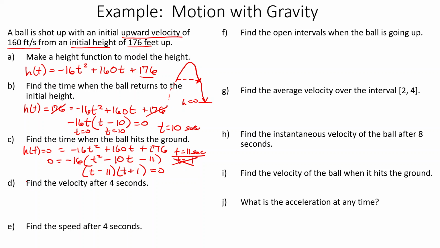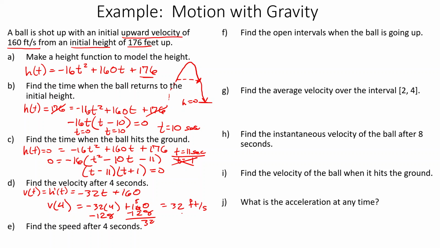Find the velocity after 4 seconds. Well, velocity is the derivative. All right, so we need to take the derivative. We're going to get negative 32t plus 160. After 4 seconds, we're plugging in 4. So v of 4 is negative 32 times 4 plus 160. Let's see, that's negative 128 plus 160. All right, so we're going to get 32. And that would be in feet per second. It is positive because the 160 was bigger than the 128.